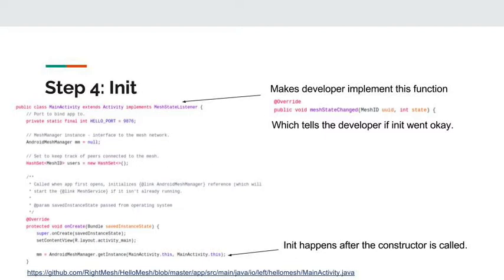The first change that you have to do there is this mesh state listener. So you have to implement the mesh state listener, which says you're going to implement this function right here, the mesh state change function. That function is what fires after the library has either initialized or failed to initialize. If it's successful, this will be filled in with the mesh ID of the device, and the state will be set to success. If something goes wrong, that UID is null, and there'll be some kind of error state reported back to you.